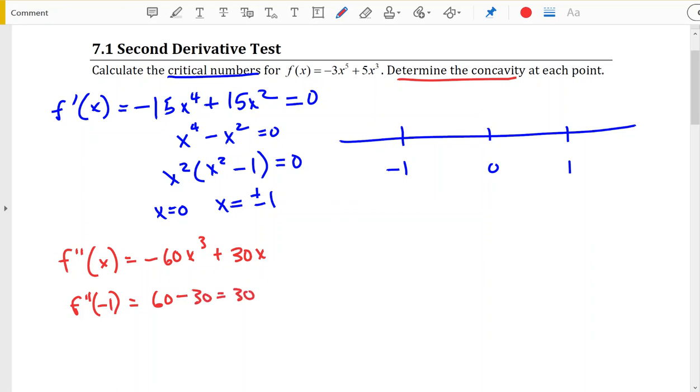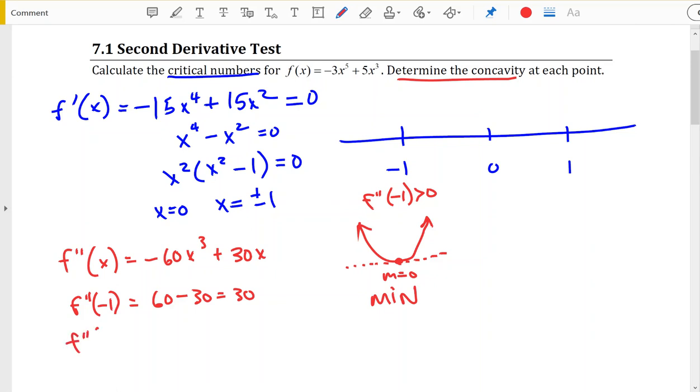We don't really care much about the value. What we care about is the fact that the second derivative when x is negative 1 is greater than 0. That means that it is concave up. And what I'd like you to recognize here is, since we know at x equals negative 1 that there is a slope of 0, and we know that we have a shape that is concave up, we have just determined definitively that negative 1 is a minimum value for our graph.